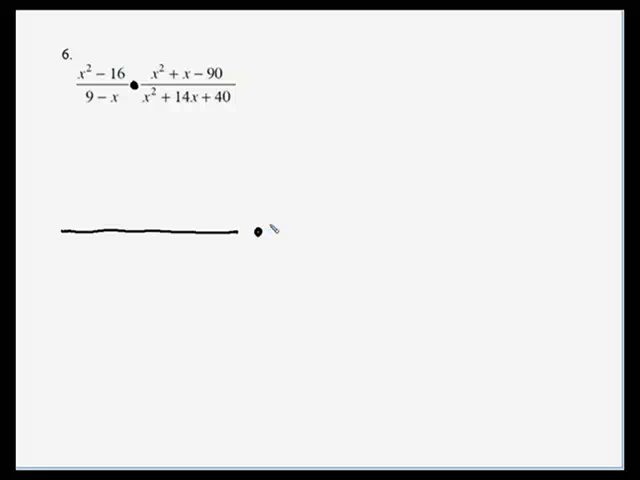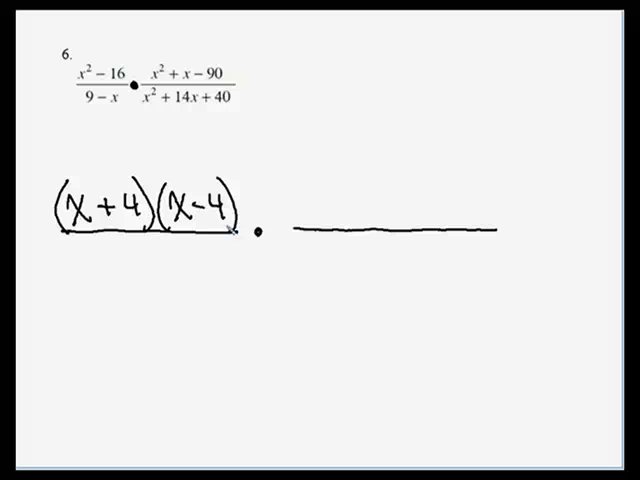Okay, so when I look at this, probably the easiest thing to factor would be this numerator on the left. A square minus a square, x squared minus 16. That's going to factor down into a sum and a difference. So x plus 4 and x minus 4. All right, and when I look at this denominator here, well, let's wait for that a little bit later.